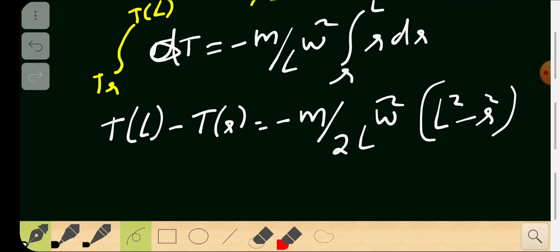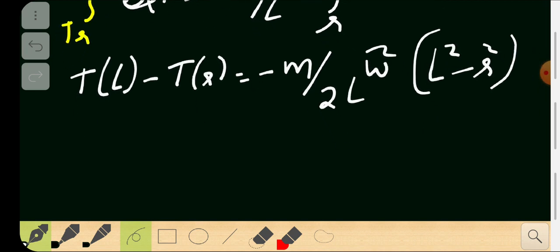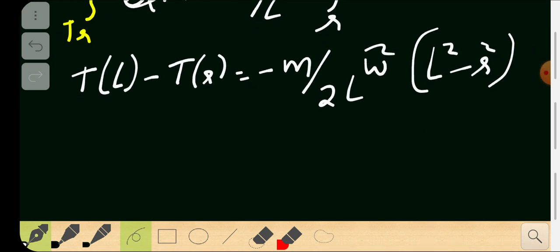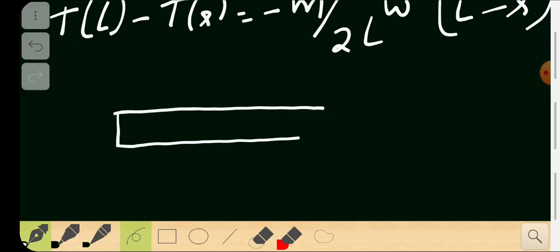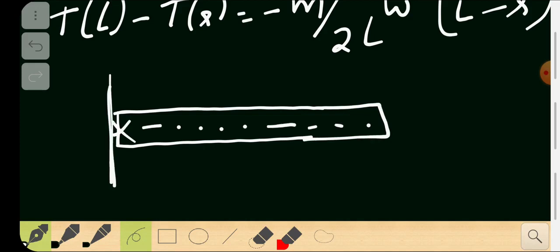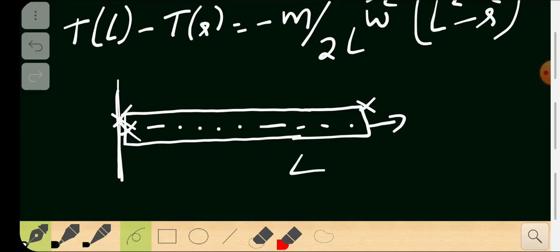So now T of L will be 0. Why will T of L be 0? If you have a rope like this, the tension will be the maximum at the point of rotation, right? The whole mass is on the right side. So the tension will be the maximum here, and it will be the minimum at the end, because there is no mass attached to it. So at the end, which is the length L, the tension will be 0, just like that.